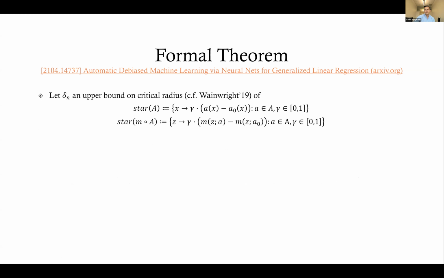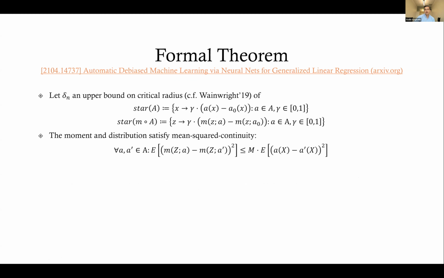More formally, you can show that if you choose a delta n which upper bounds the critical radius of these two function classes, the first is A minus A naught, and the second is M of A minus M of A naught, and these are just scalings of them, so it's also required that everything between that and 0 is included, and your moment function satisfies the same mean squared continuity that I mentioned for the normality theorem.